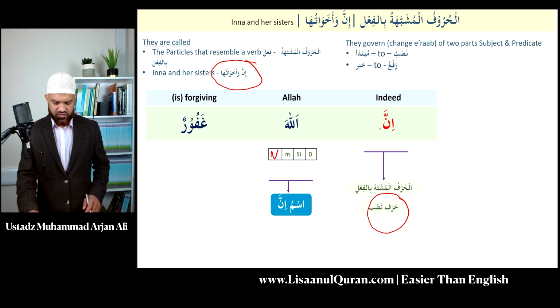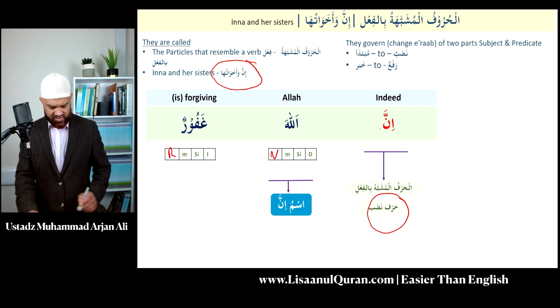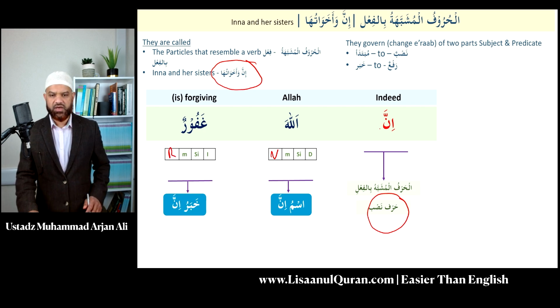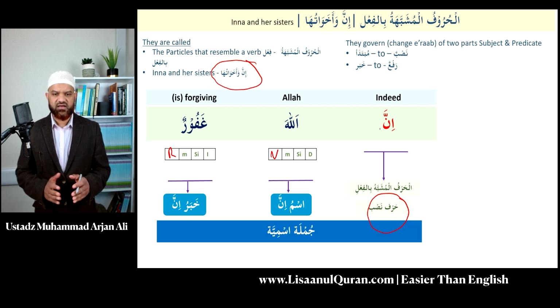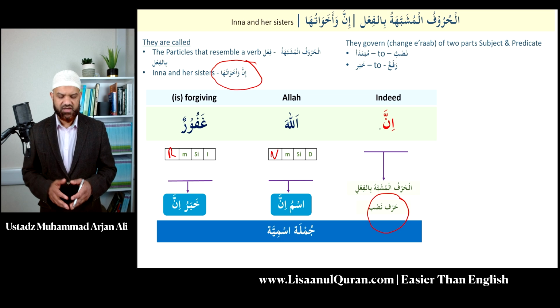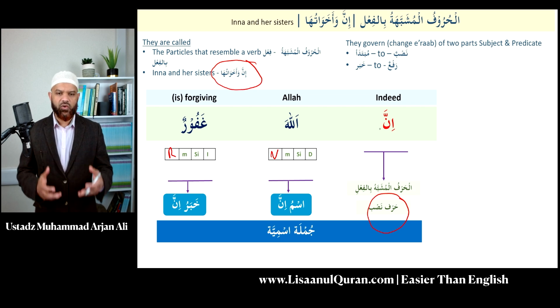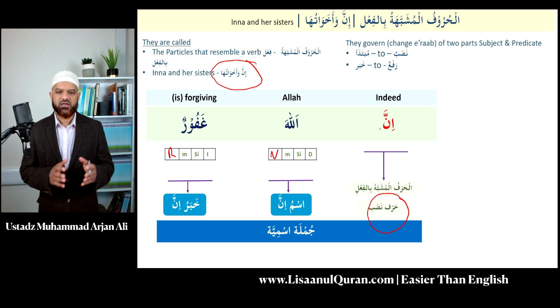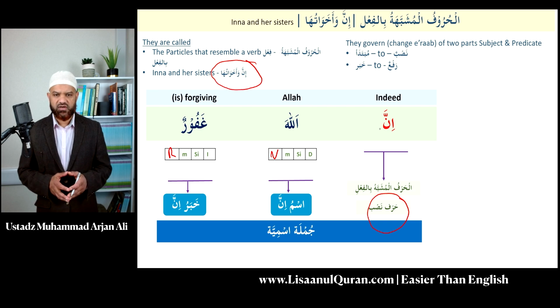And therefore, the mubtada will be now called ismu Inna, and the khabar, which will be in the rafa, is called khabaru Inna. So names have changed, and also, of course, the grammatical function. Together, they will make the Jumlah Ismiyyah. So please note as a summary, they all behave exactly the same way. They convert the mubtada into nasab and the khabar into rafa.